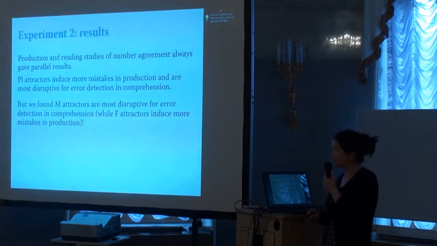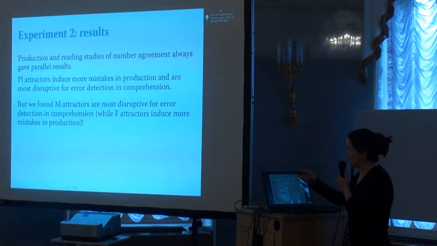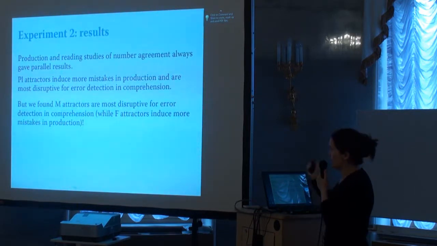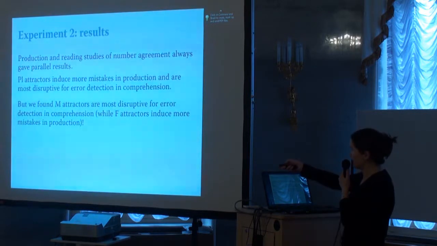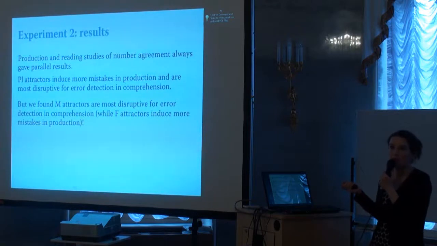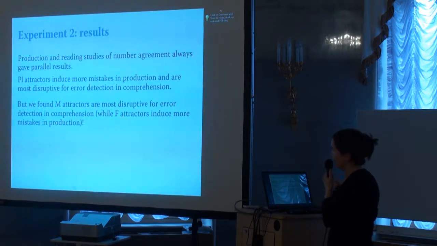However, what we got in our first comprehension experiment is that masculine attractors are most disruptive for error detection in comprehension. Meaning that if you have this dependent noun phrase in masculine and say the head noun phrase in feminine, you notice the mistakes less and their effect is less pronounced. But if you have say the head noun phrase in masculine and the dependent noun phrase in feminine, this attraction effect is less significant. So the mistakes are more visible.